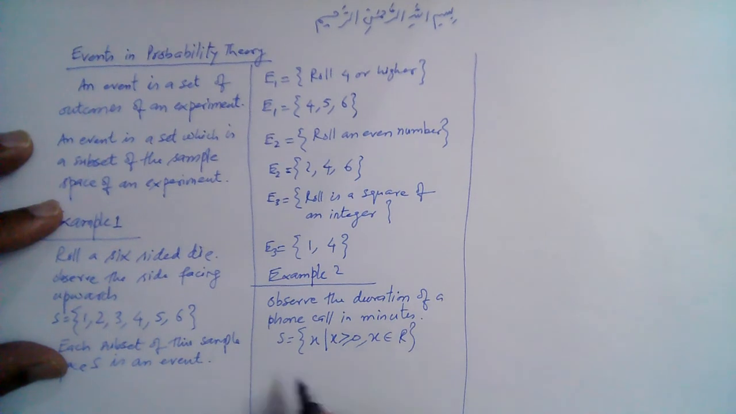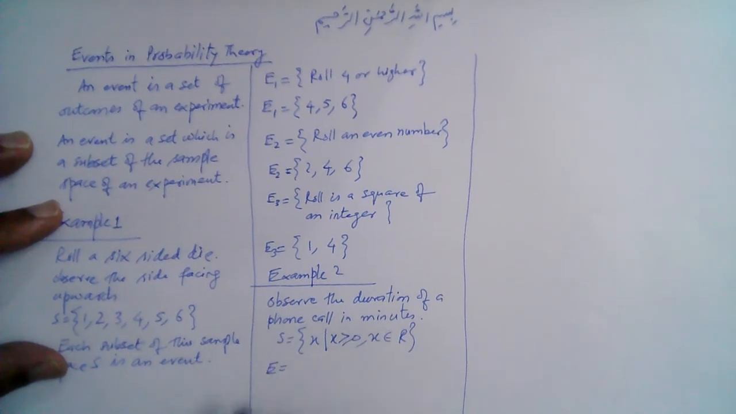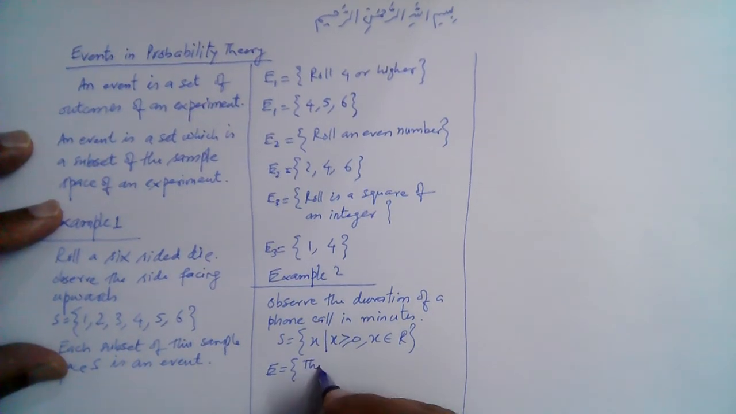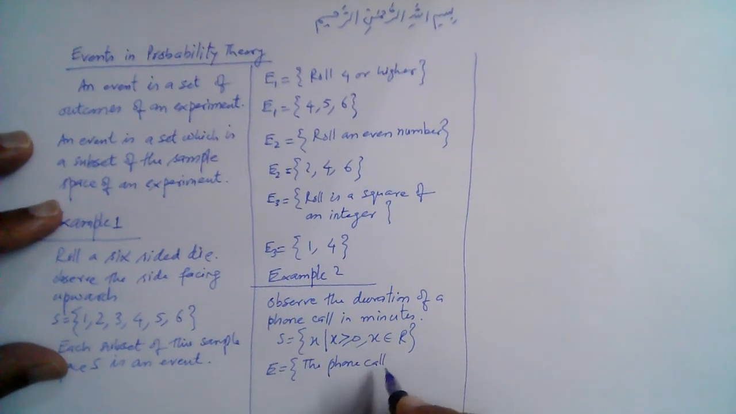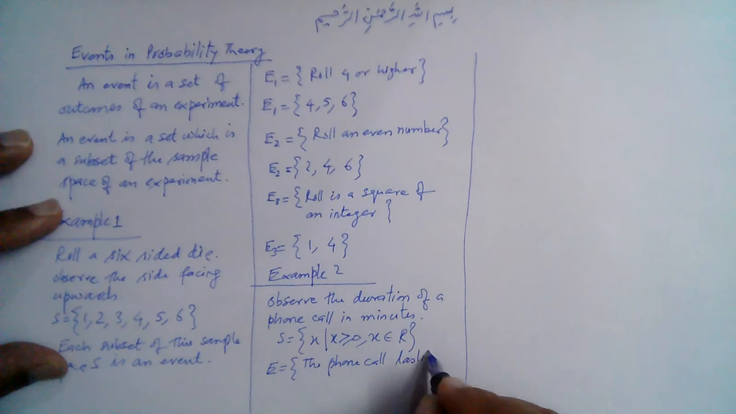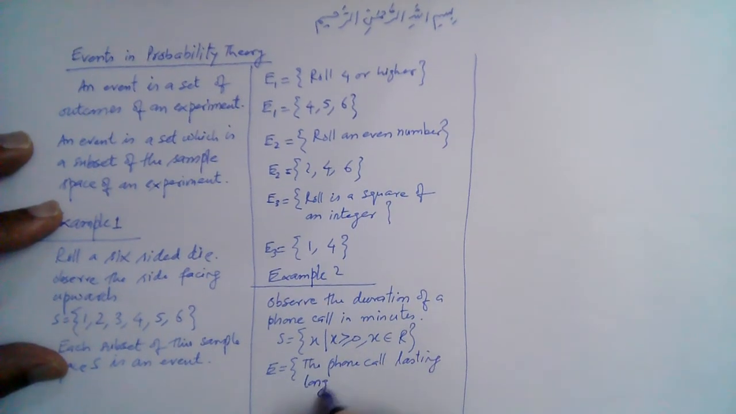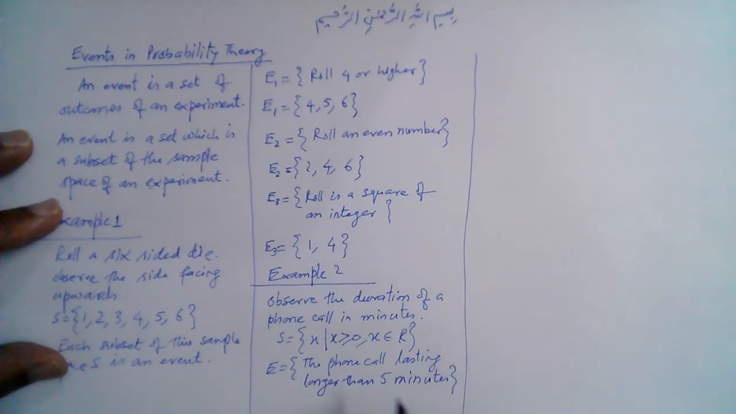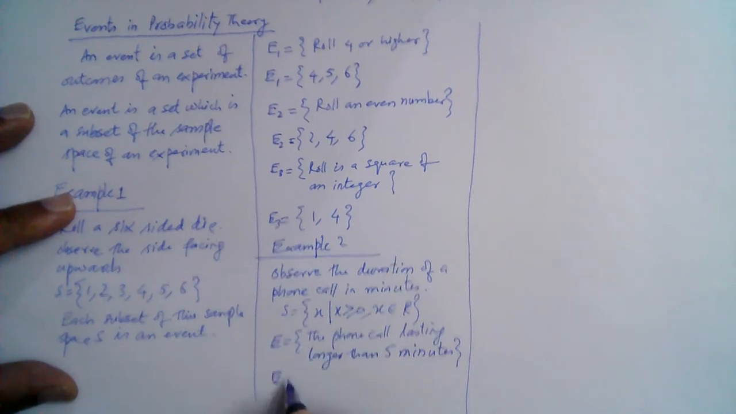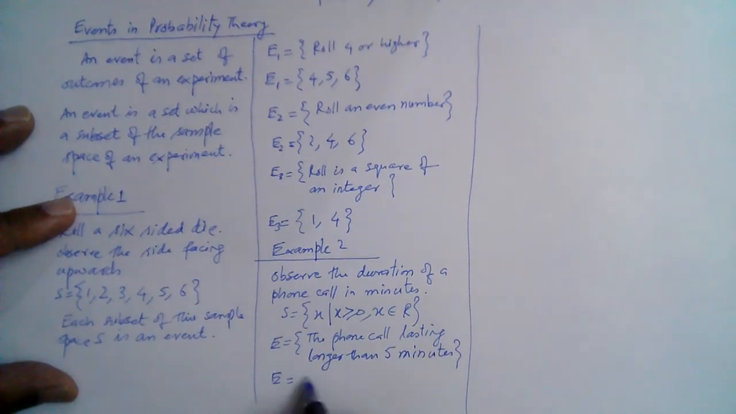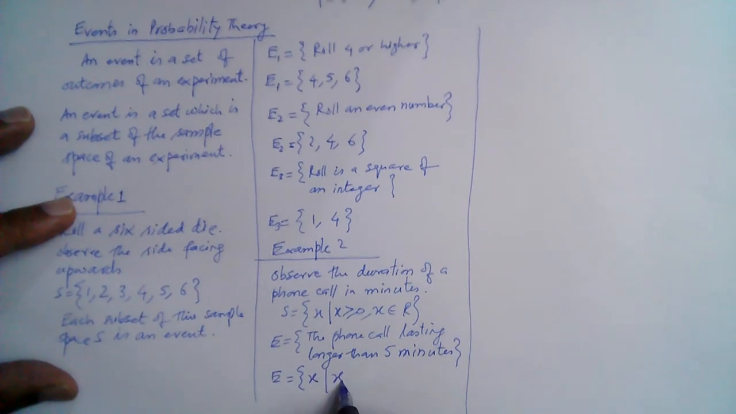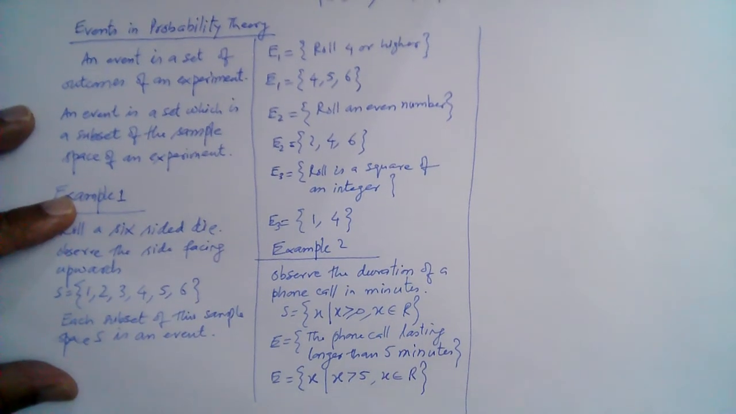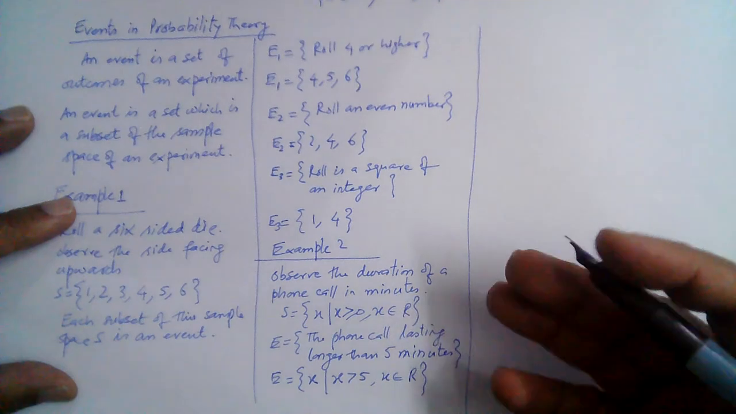For example, one of the possible events could be a call which lasts more than 5 minutes. The phone call lasting longer than 5 minutes. So it can be described like this: it is an x where x is greater than 5, right? And x is an element of the set of real numbers. So this is another example of an event, right?